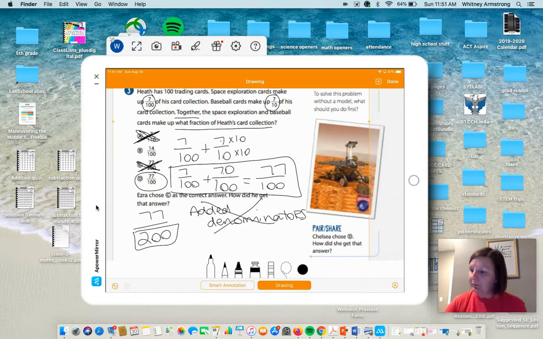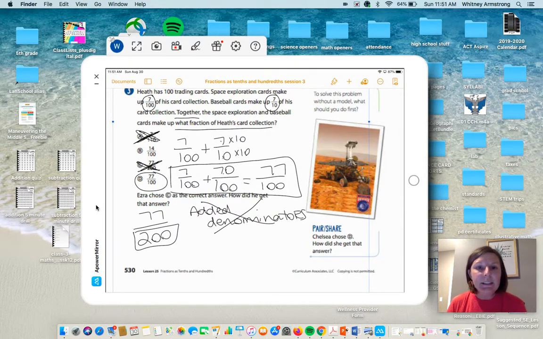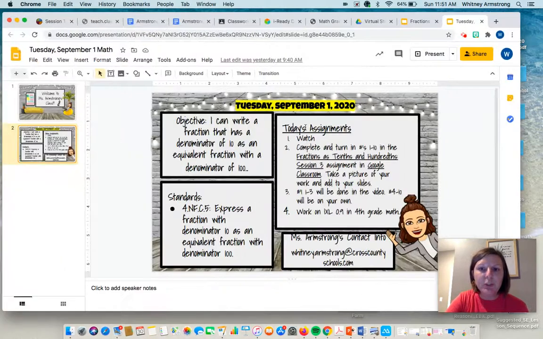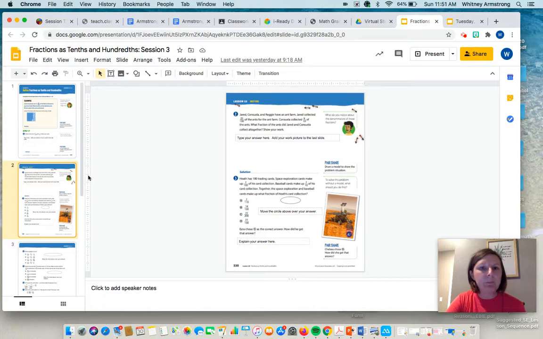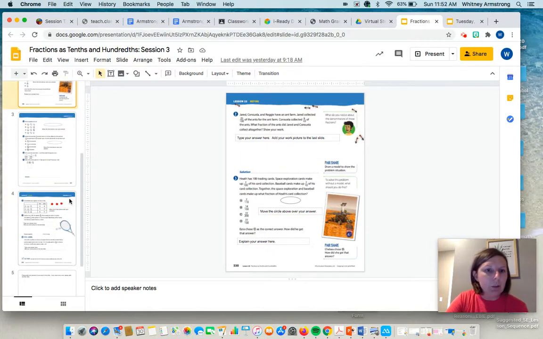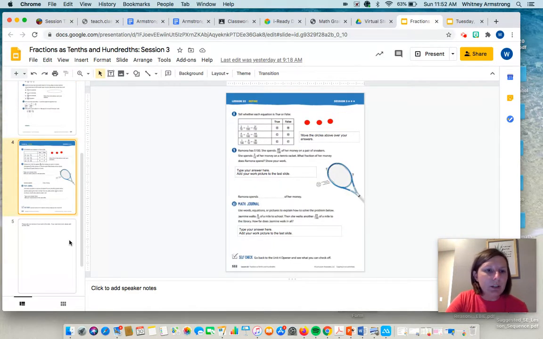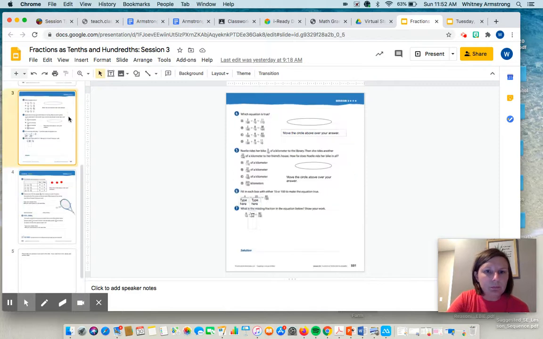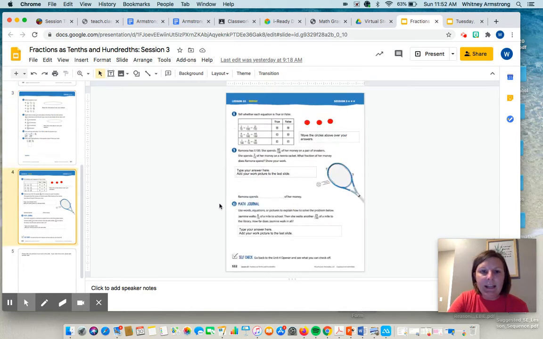Now, so that's examples 1 through 3, okay? And then I'm going to show you quickly here. All right, so 1 through 3. So you're going to start on slide number 3. You'll do 4, 5, 6, 7. And then 8, 9, and 10, okay?